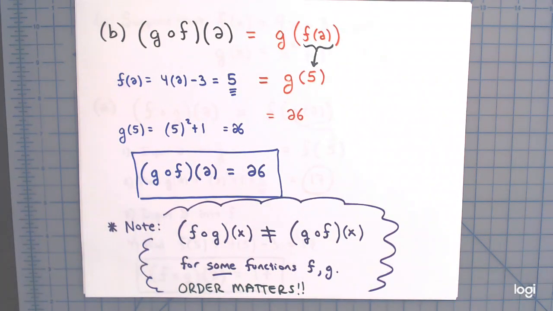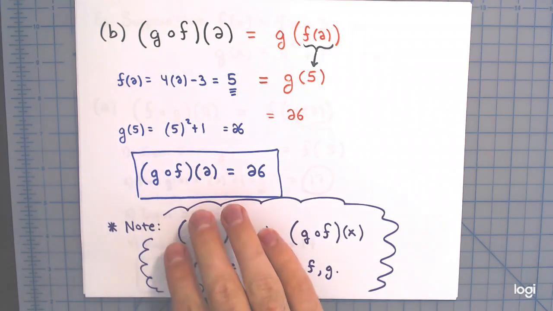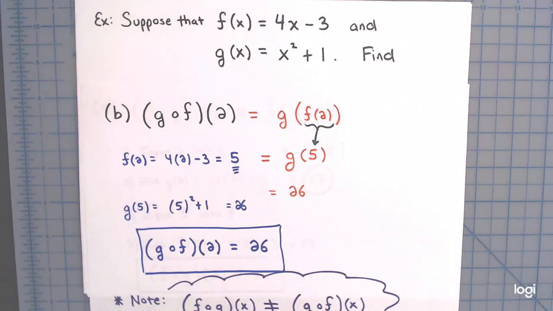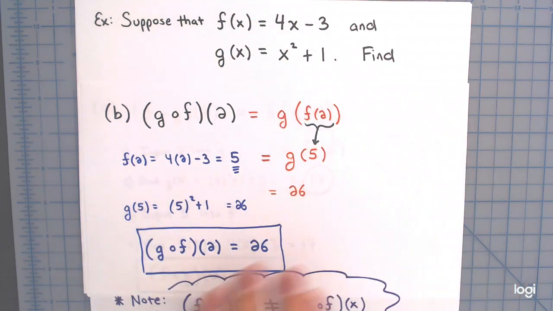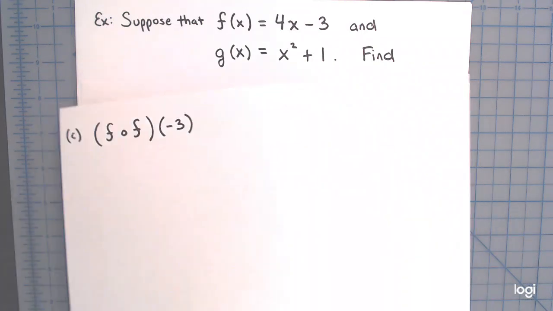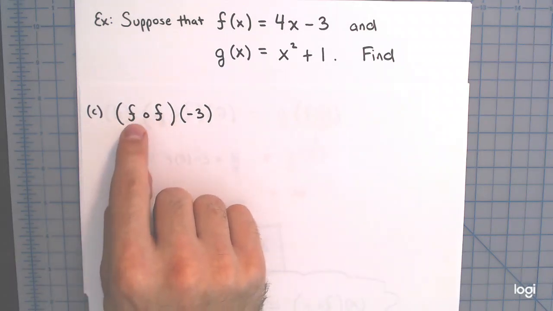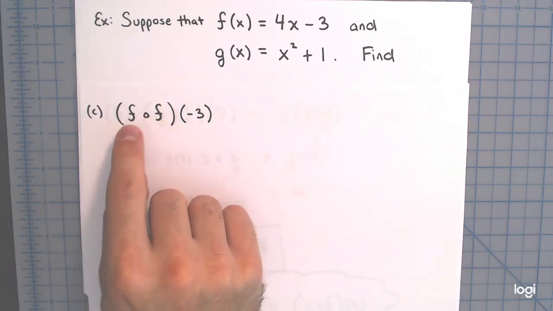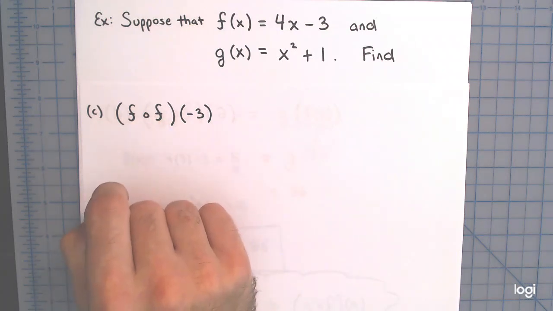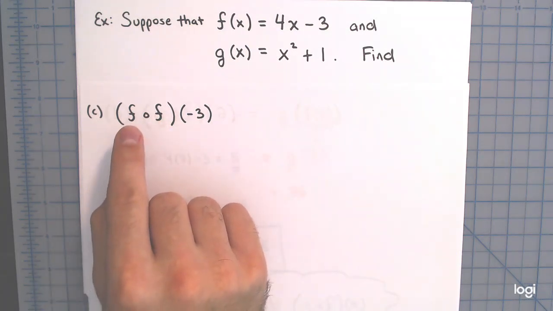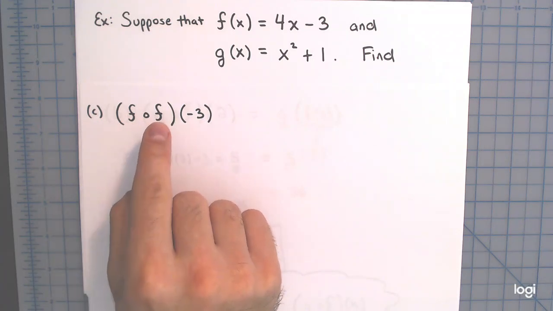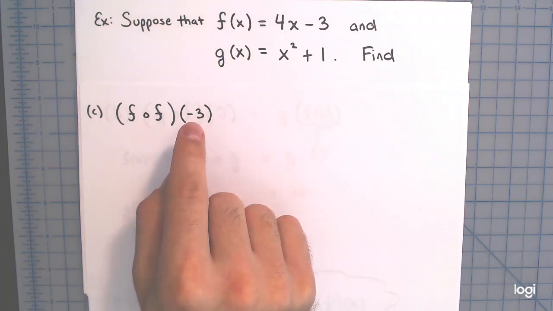Okay. All right. So now, sticking with the same example, the same two functions, I've got one last example here. So far I've seen f composed with g, g composed with f. They don't have to be different letters. Again, this could be any names of any functions you're looking at that get composed. So here I'm asked to find the value of f composed with itself, f composed with f, when the input is -3.